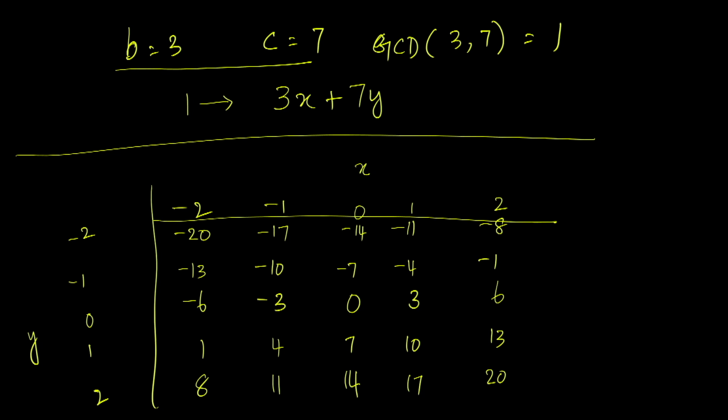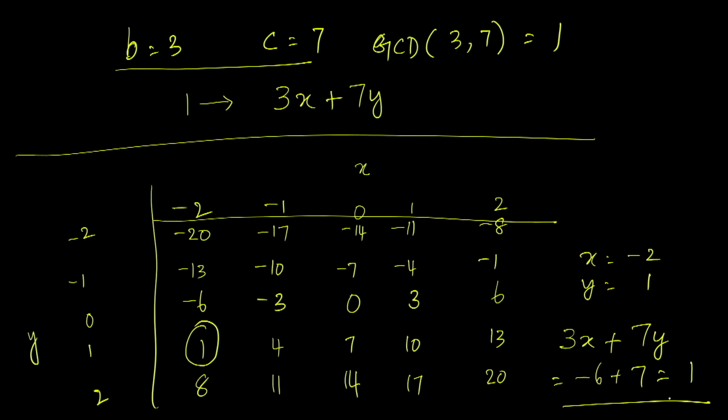So, you find that indeed there is one particular choice of x and y for which the linear combination evaluates to 1. When x equal to minus 2 and y equal to 1, we have 3x plus 7y evaluating to minus 6 plus 7, which is 1. So, there is a choice of x and y for which the linear combination evaluates to 1.